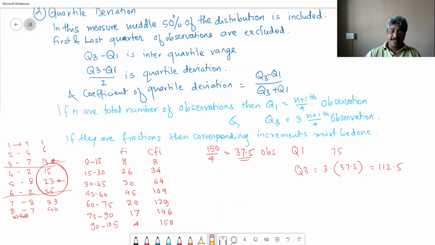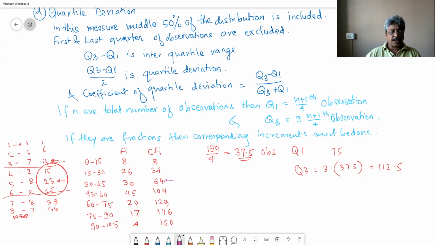So presently 150 observations divided by 4, 37.5 observations in the first quarter, 37.5 in the second, 37.5 in the third, and 37.5 in the fourth. Now what I observe is the 37.5th observation is in this particular segment, between 30 to 45.